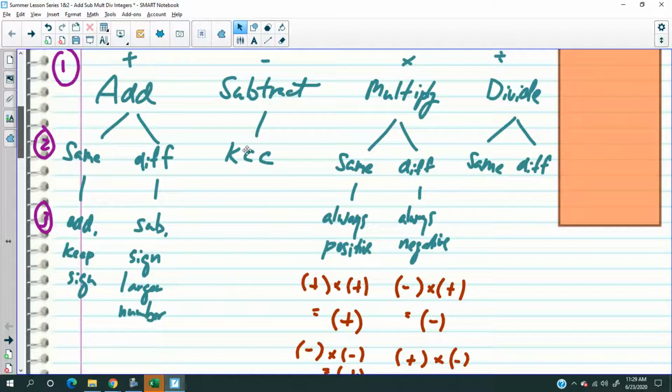When you subtract, what's the rule? Keep, change, which means you're doing addition over again. When you multiply, what decisions do you have to make? Are they the same signs or different signs? When you multiply with the same signs, you multiply them and the answer is always positive. What happens when you multiply numbers with different signs? For example, positive times a negative. The answer always comes out negative after you multiply them. Same thing with division. Okay, so let's take a look at some examples.